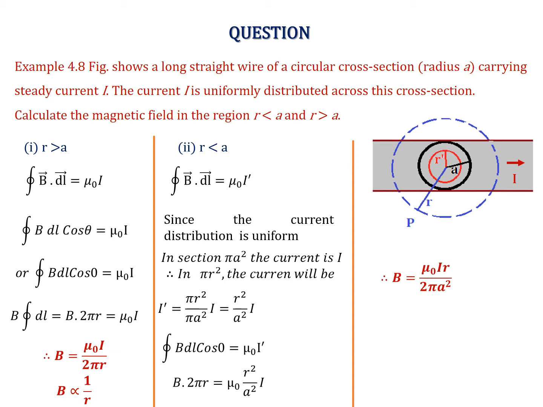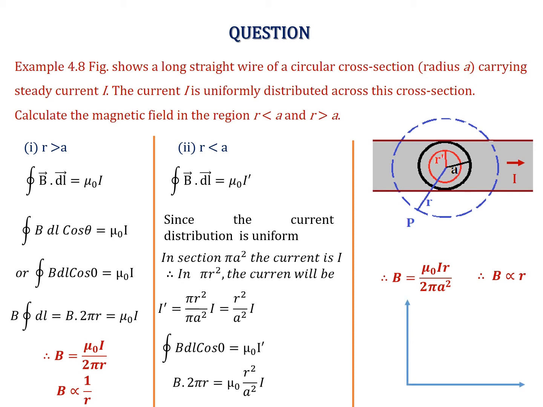So, for a given wire, magnetic field is directly proportional to distance from the center. It is directly proportional to r. So for r less than a, field is proportional to r, and for r greater than a, field is inversely proportional to r. We can represent this result graphically.